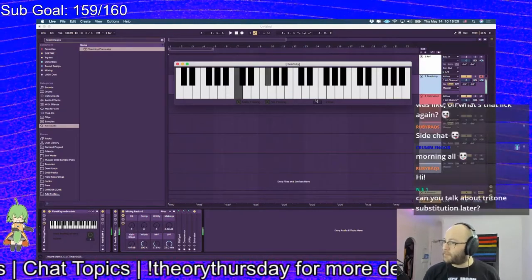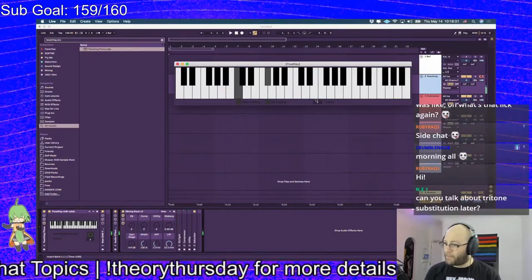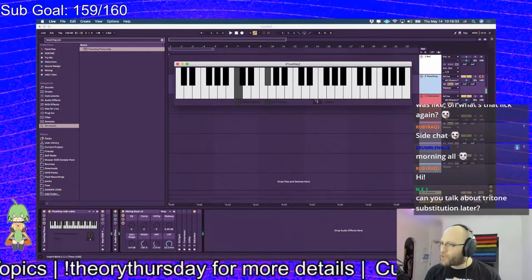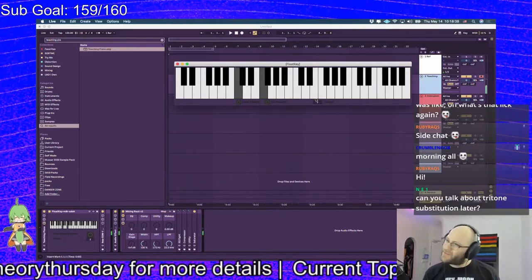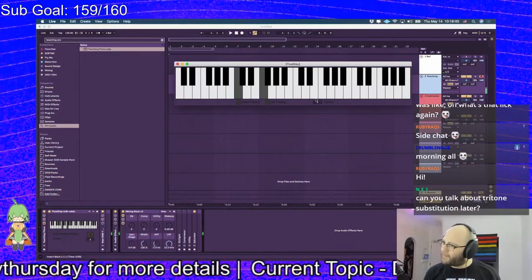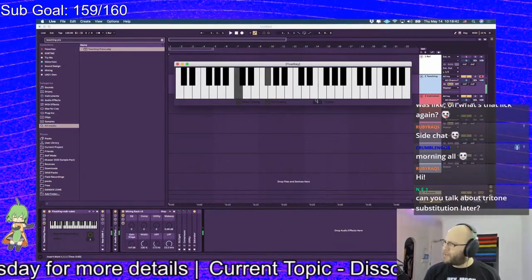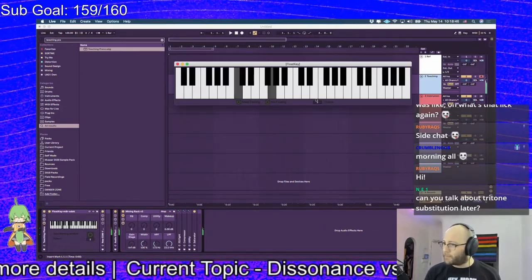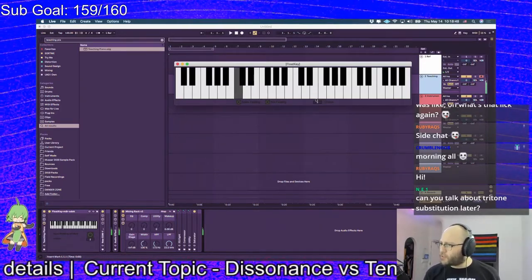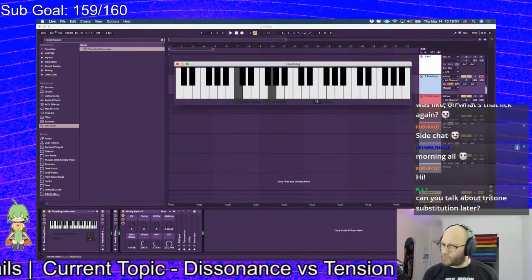Now, there is something else going on here, and it's the reason why this sounds good, but this sounds bad. Even though they're one note apart, this note doesn't really sound that bad, but this note sounds kind of bad, or tense, or dissonant. So why is it that these two notes don't sound super bad?